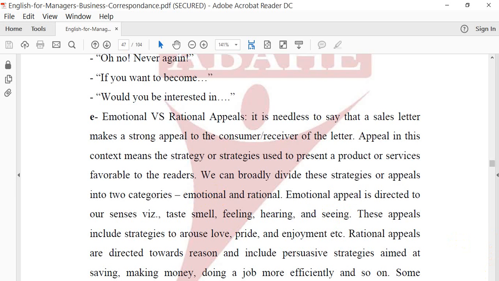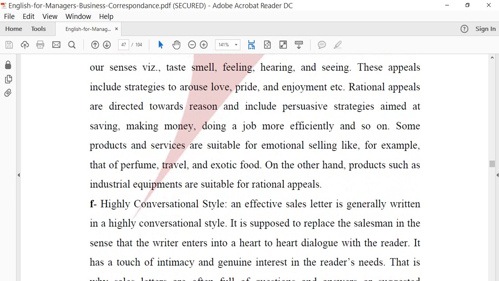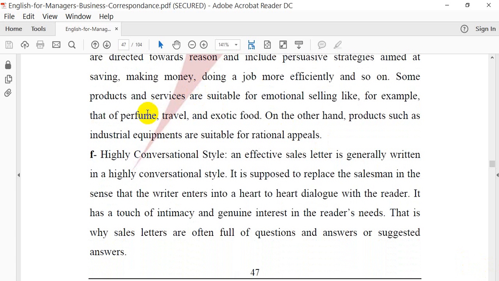For example, if you are writing a sales letter about something you can taste, or something you can smell, or something you can feel, you can write emotionally. Some products and services are suitable for emotional selling, for example perfume. If you are writing about perfume, العطر, or writing about travel, اللي هو السفريات, here you can use emotional words, like perfume, travel, exotic food. You have to mention some words like, oh, delicious, oh, you can try it, it's tasty, oh, this perfume can last for 1 week, oh, this perfume can last for 1 month. So you can use emotional words.